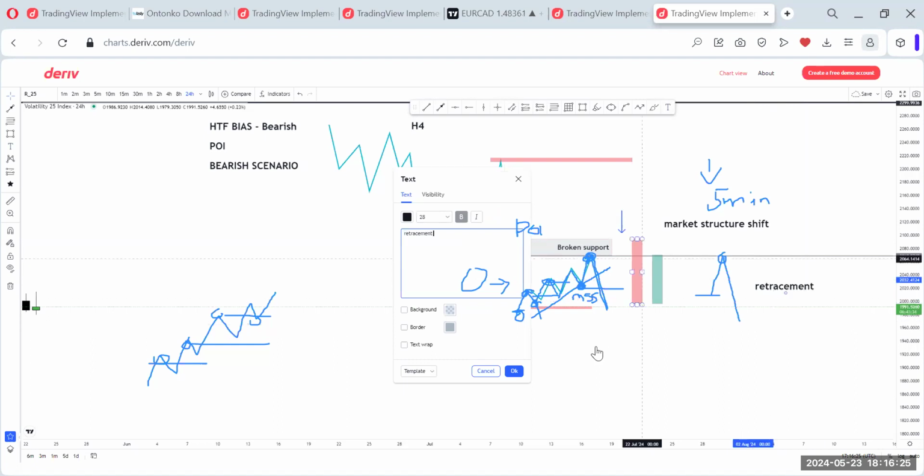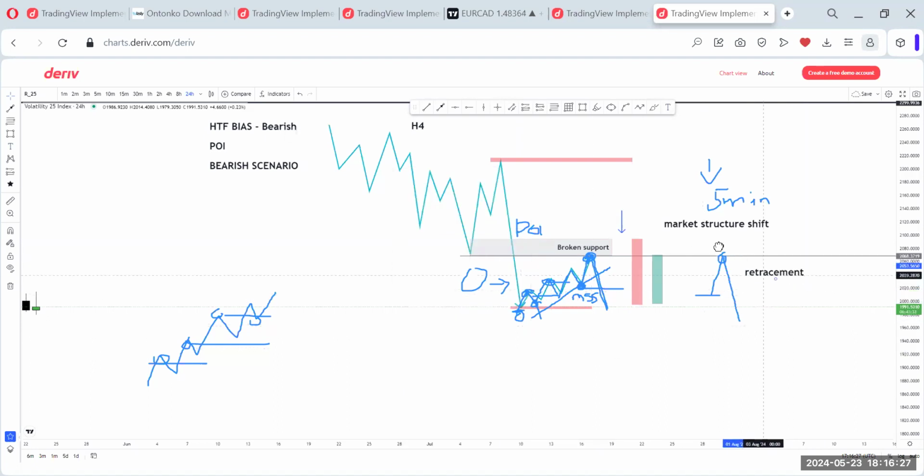A retracement. After the market structure shifts, you wait for a retracement into what? Into the low that has been broken. We are using the break and retest strategy as our example here. So this was the low that was broken.